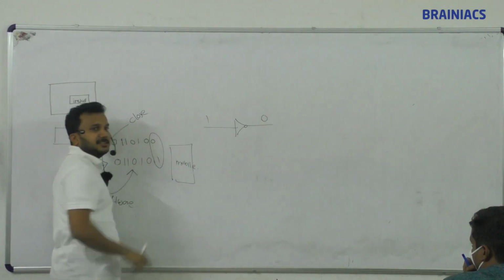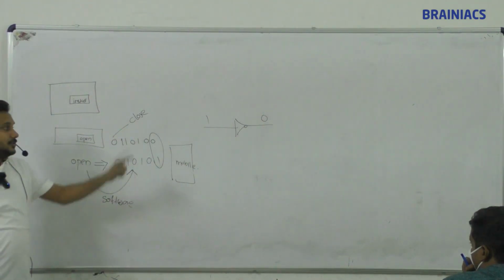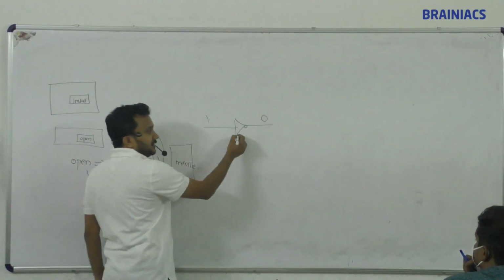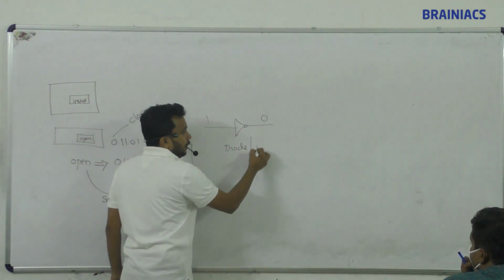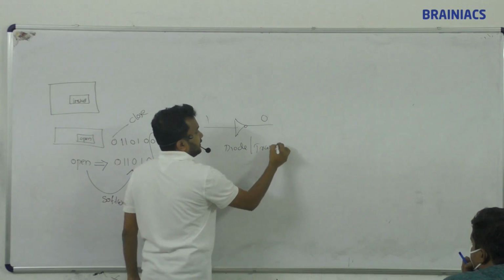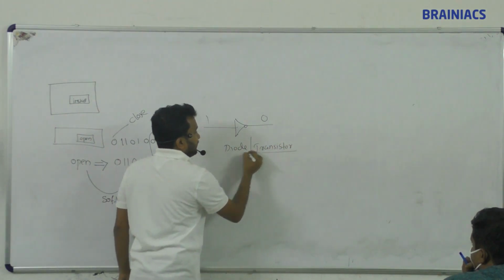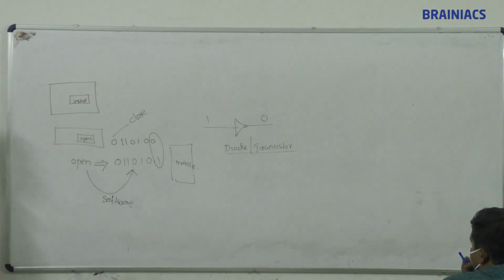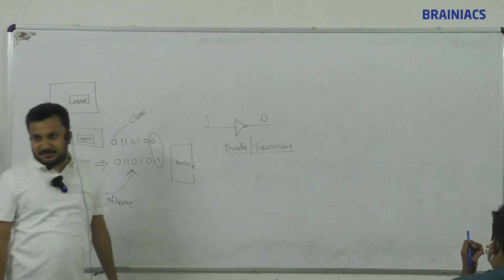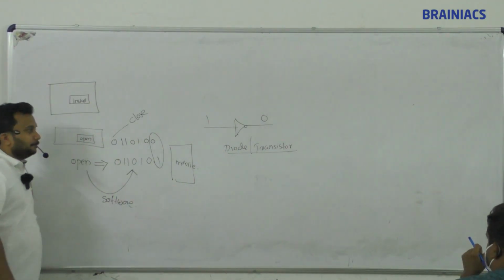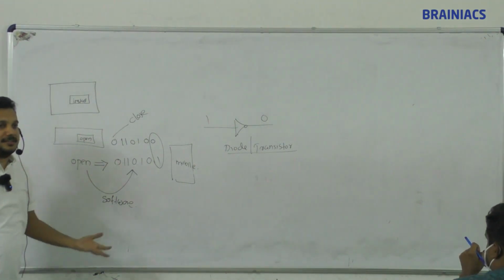NOT gate: you are giving 1, you are getting 0. So something is being done inside this, right? What will be there inside? It either contains diodes or transistors. This is the engineer's duty: how to arrange them in such a fashion that you give input like this and get a particular output. This is what they are doing. We call this circuit design.